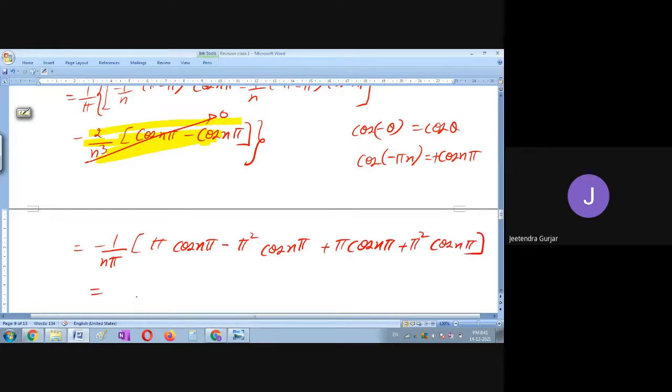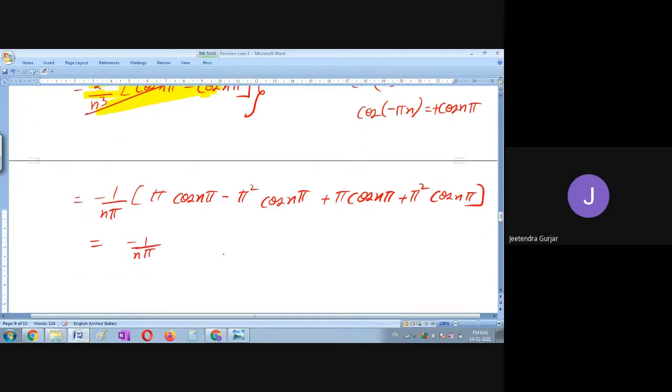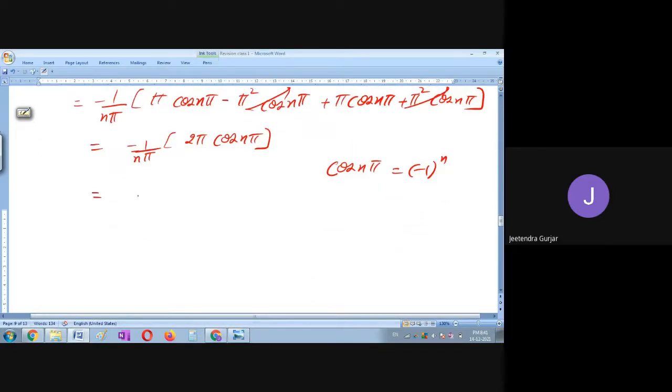So if you simplify, you'll get minus 1 upon n pi. So this and this term will get cancelled. This and this term will get cancelled. Remaining is this. This is 2 times pi cos n pi. Please remember this one, cos n pi is equal to minus 1 raised to n. So therefore the answer is minus 1 upon n pi. Pi and pi will get cancelled here. So why write again pi and pi?